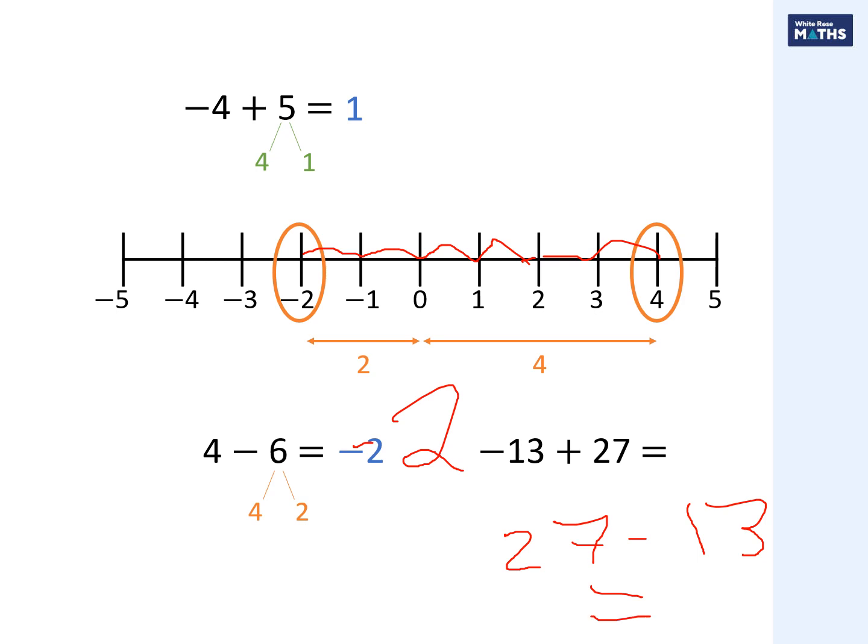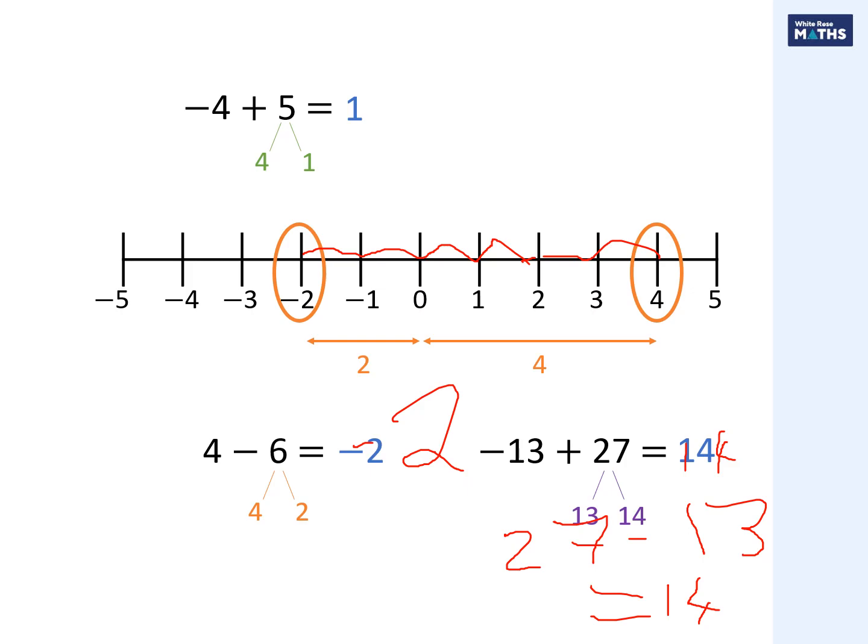And if you're in doubt here, plug it into your calculator and check if you're not sure, okay? But this is actually the same sum, okay? The same as doing positive 27, take away 13 actually, which is exactly what this says here. The answer becomes 14, okay? So the answer is going to be positive 14.